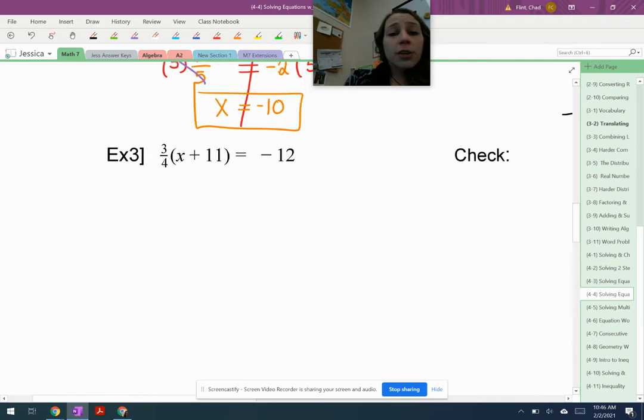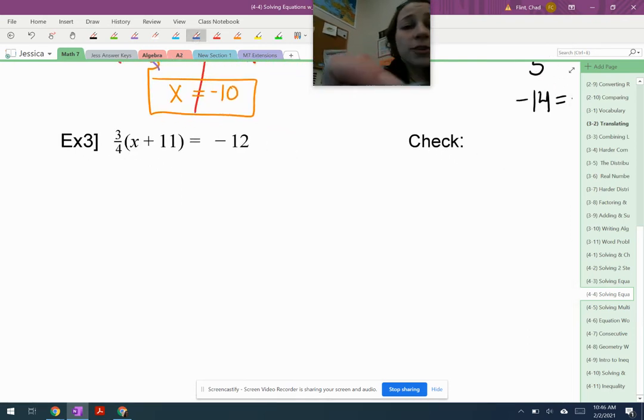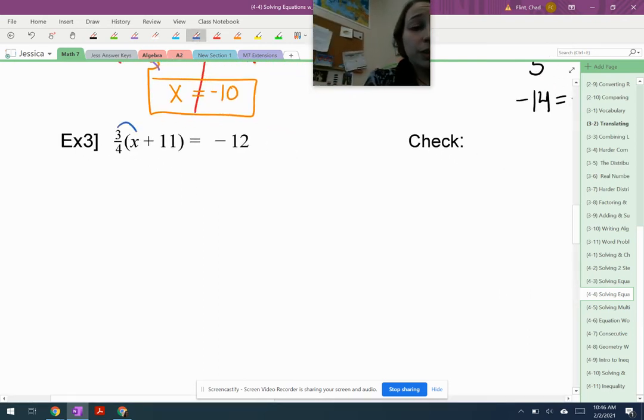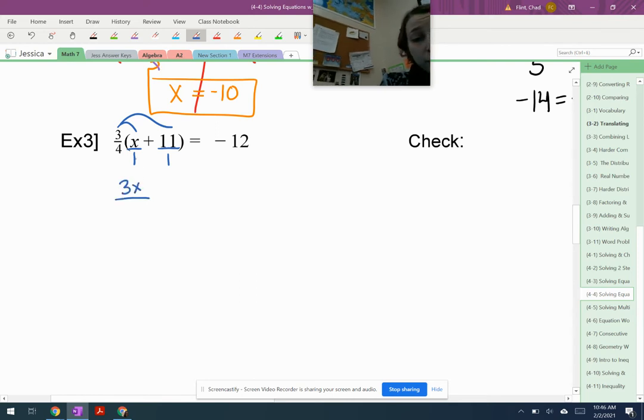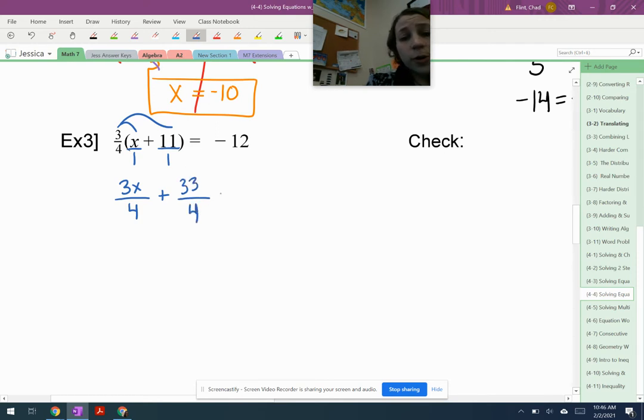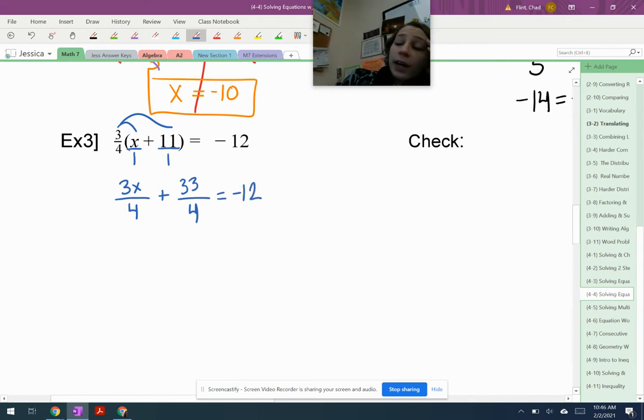So just like in the other problems, I'm absolutely starting off with that distribution. 3/4 times both pieces inside the parentheses. So 3 times x is 3x on the top. 4 times 1 is 4 on the bottom. Keeping my plus sign in the middle. 3 times 11 is 33. And 4 times 1 is 4. Equals -12.